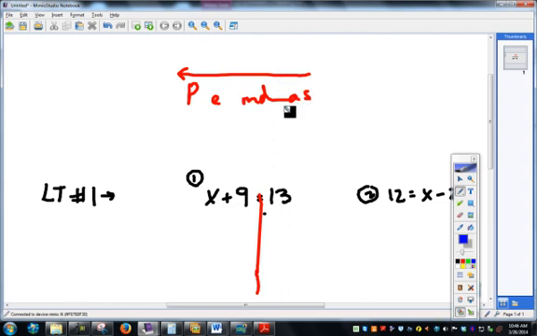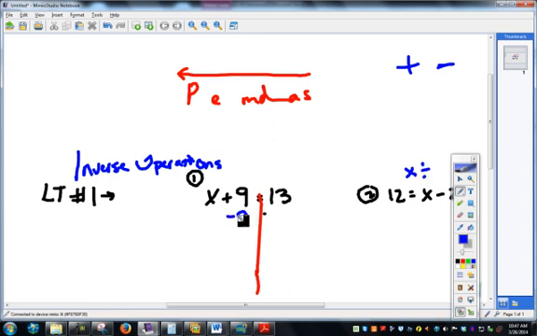First thing you ask yourself is, is there any addition or subtraction happening to the variable? That's the first question. So if I am adding 9 to x, I need to undo that with something called inverse operations. Inverse just means opposite. Plus and minus are inverses, and multiply and divide are inverses. So we need to undo adding 9, so we're going to take away 9 from both sides.